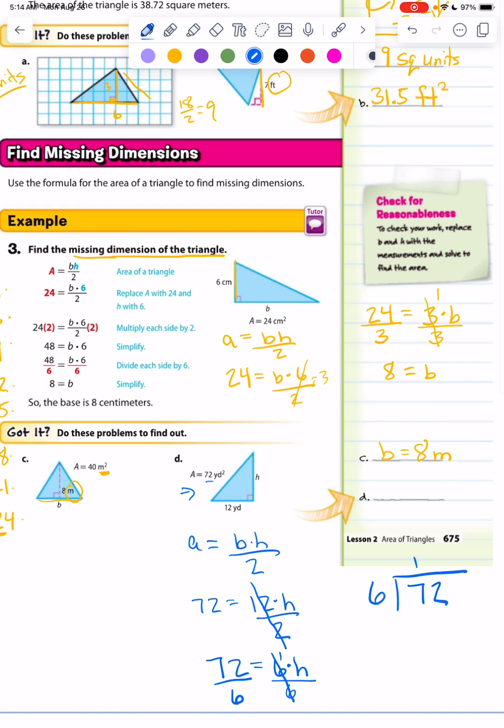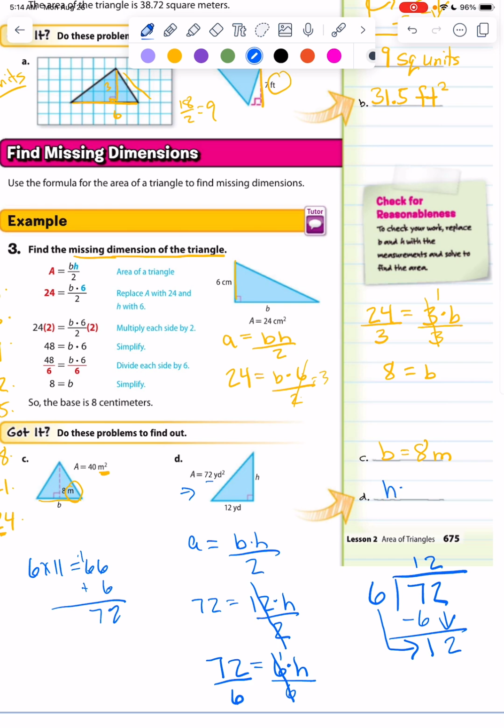6 goes into 7 once. 1 times 6 is 6. 1, bring down the 2. Oh, it does go in evenly. 6 goes into 12. Oh, yes. Here's a trick, guys. 6 times 11 equals 66. Then you just need to add 6 more to see what 6 times 12 is, if you've forgotten, okay? 6 and 6 is 12, carry the 1. 6 and 1 is 7. Okay, so we have our missing side.